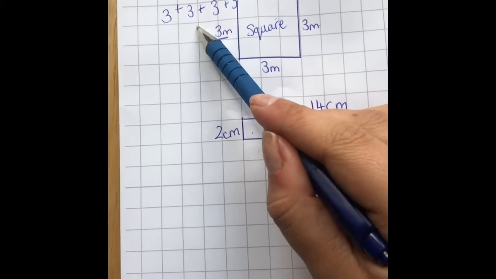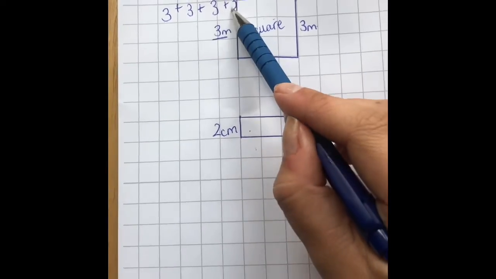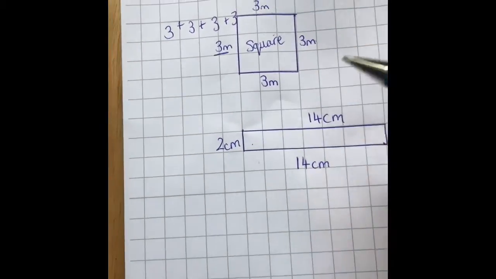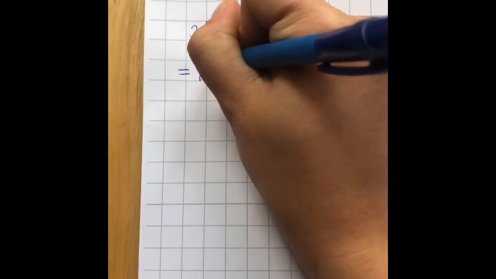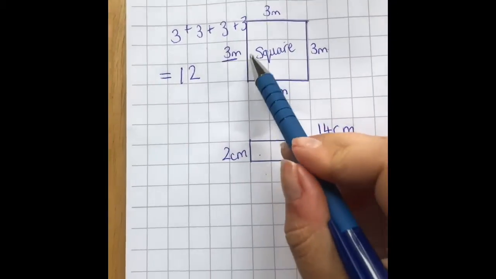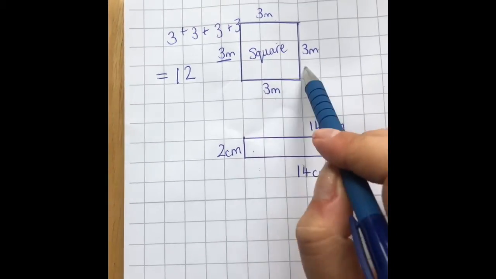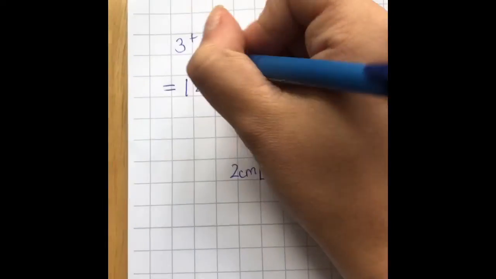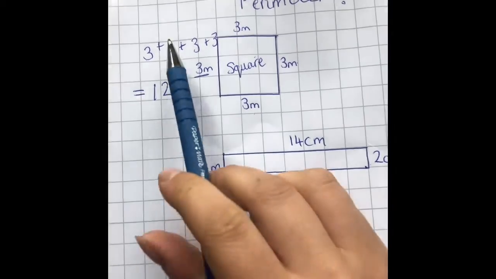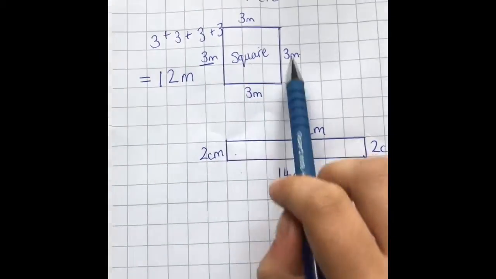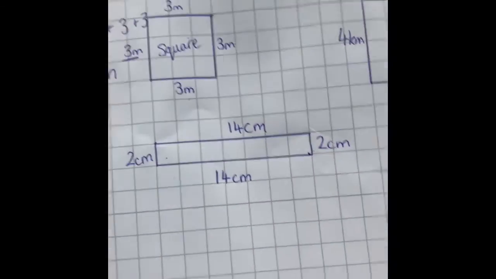But if I work it out, 3 add 3 is 6. Add another 3, 9, add another 3, 12. So the perimeter of this shape is going to be 12. But it's very important for perimeter, I do not forget my unit. So my unit here is meters. So I'm going to write meters. 12 meters is the perimeter, so the distance all the way around that square.